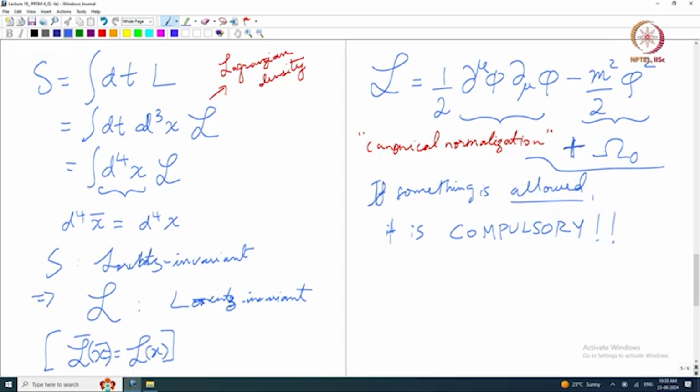All right. Now, I kept saying that this omega naught is a number. Do you really mean a number? As in, is it a dimensionless number?